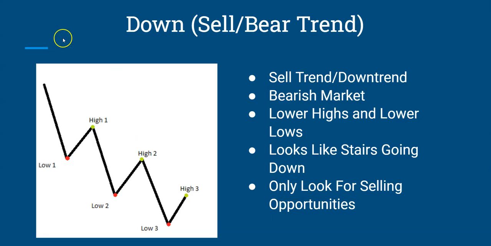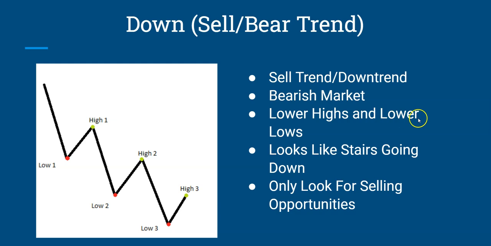So just to recap, downtrend is also known as a seller's trend, selling trend, sell trend, and it's also known as a bearish trend, a bear trend, bearish market. It's known as a downtrend. So those are keywords that you'll see just about everywhere in every market: Forex, crypto, stocks, penny stocks, whatever.